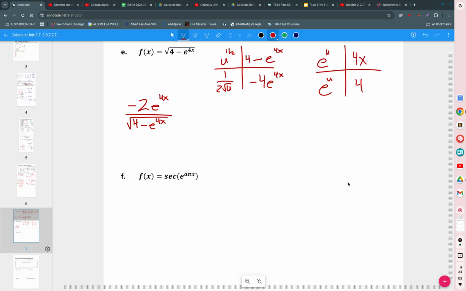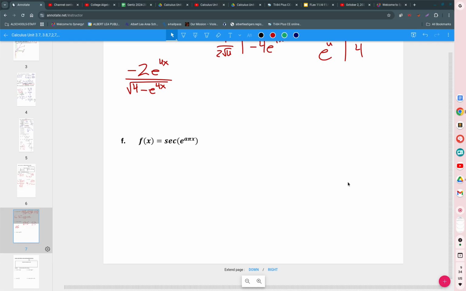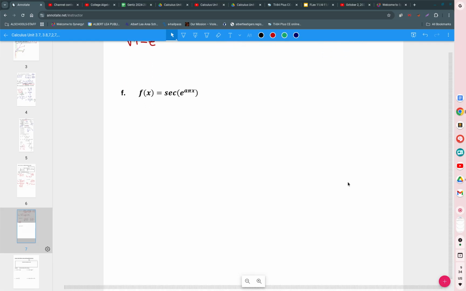And our last example of the day is letter F, secant of e to the a pi x. A and pi are treated as constants. Neat question here because there are no numbers, really. I guess e is a number, right? But it looks like a letter. Let's take the derivative. We set up the chain rule. Secant of u, and u is e to the a pi x. The derivative of secant is?